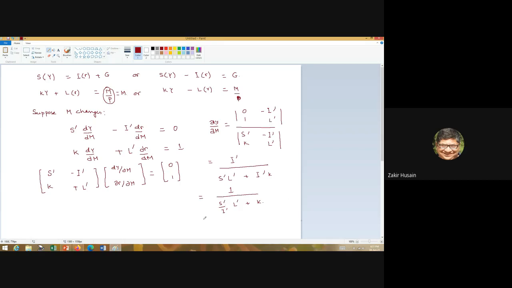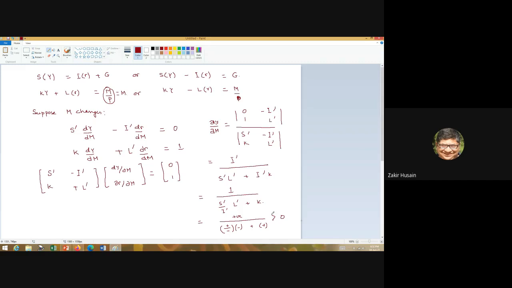S prime, k is positive and 1 is positive too. What is S prime, is it positive or negative? It is positive, I prime is negative and L prime is negative, so negative negative cancels out, so what is the sign? This will be greater than 0, so dy by dm is positive, so an increase in money supply will lead to an increase in y, a decrease in money supply will lead to a reduction in y.